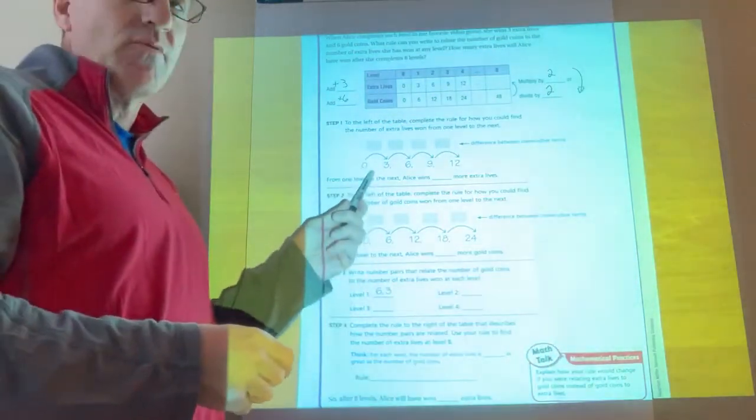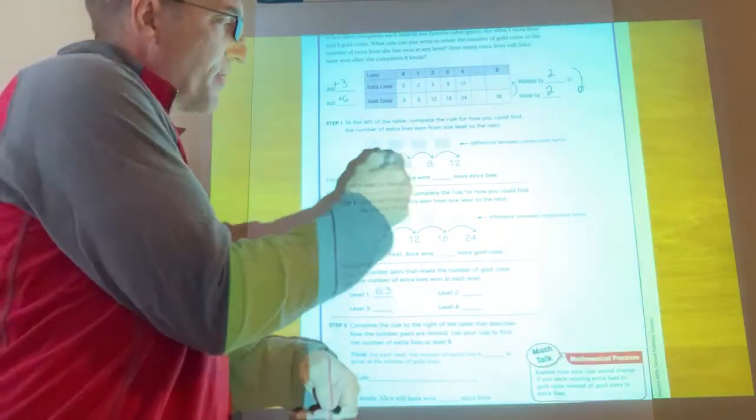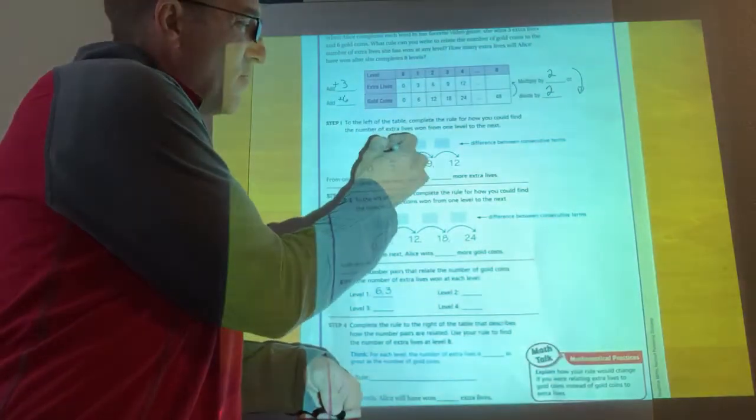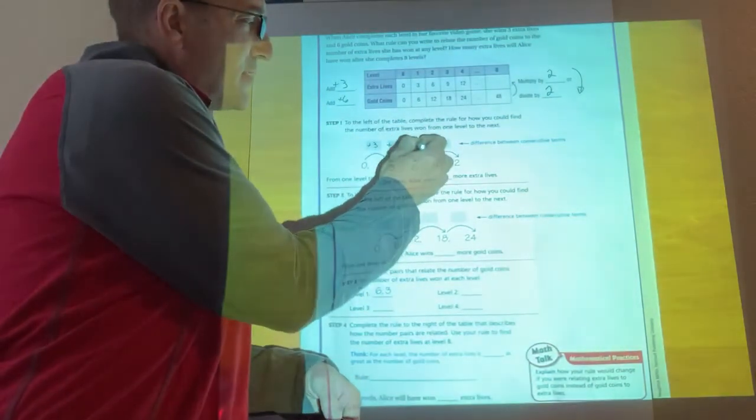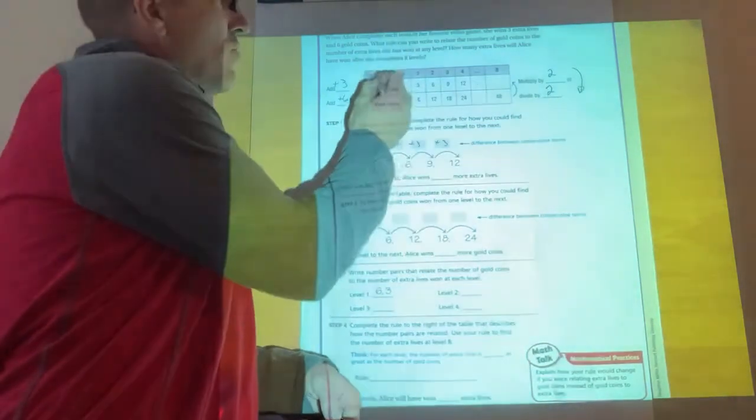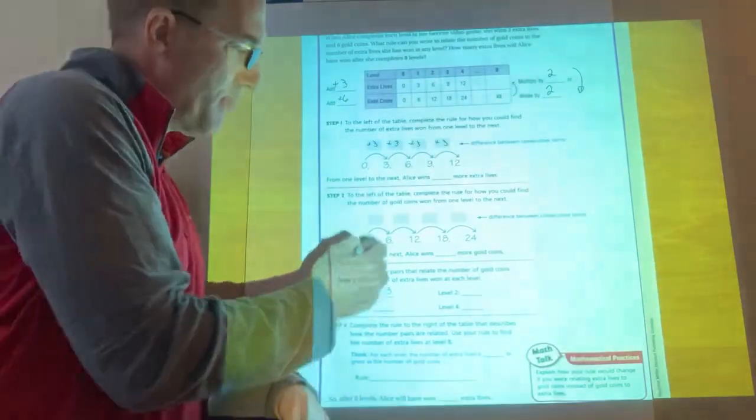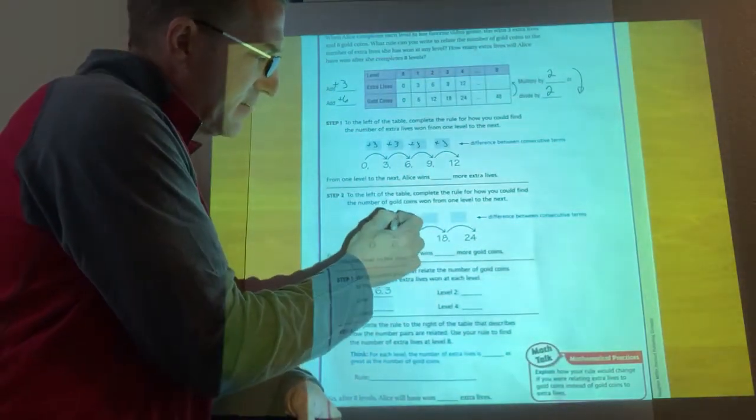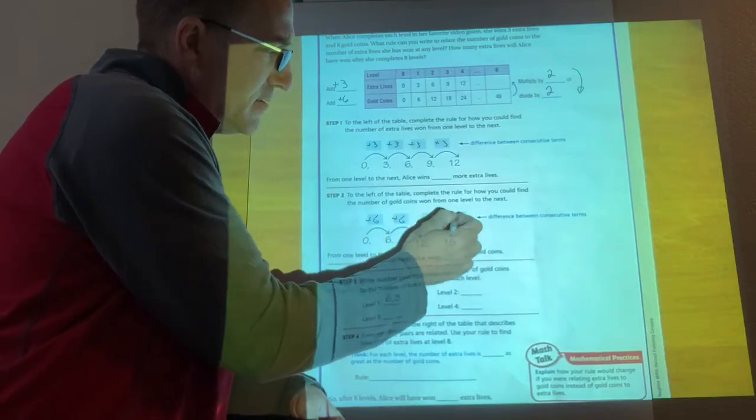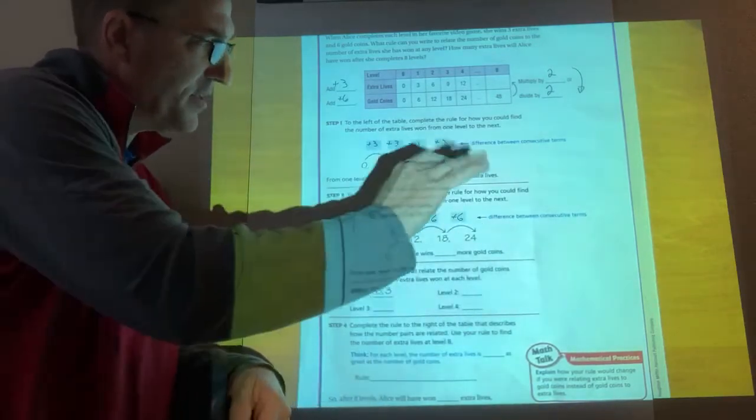This is how we find the rules. I go from 0 to 3, it's plus 3. You can write these in if you want. Plus 3, plus 3, plus 3. That's my rule going this way, right? And on the bottom, it's plus 6. Okay, so I'm going this way.